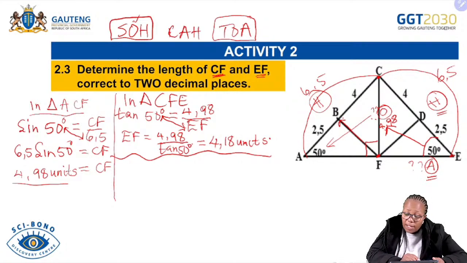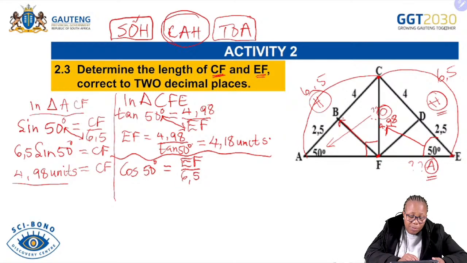Okay, then decided to use adjacent and hypotenuse, therefore that learner will be using the cos now. So that will be the cos of 50 degrees. Cos is adjacent over hypotenuse. What is adjacent? EF over the hypotenuse side, which is 6,5. And then now you cross multiply. That will be 6,5 and the cos of 50 degrees equal to the EF.